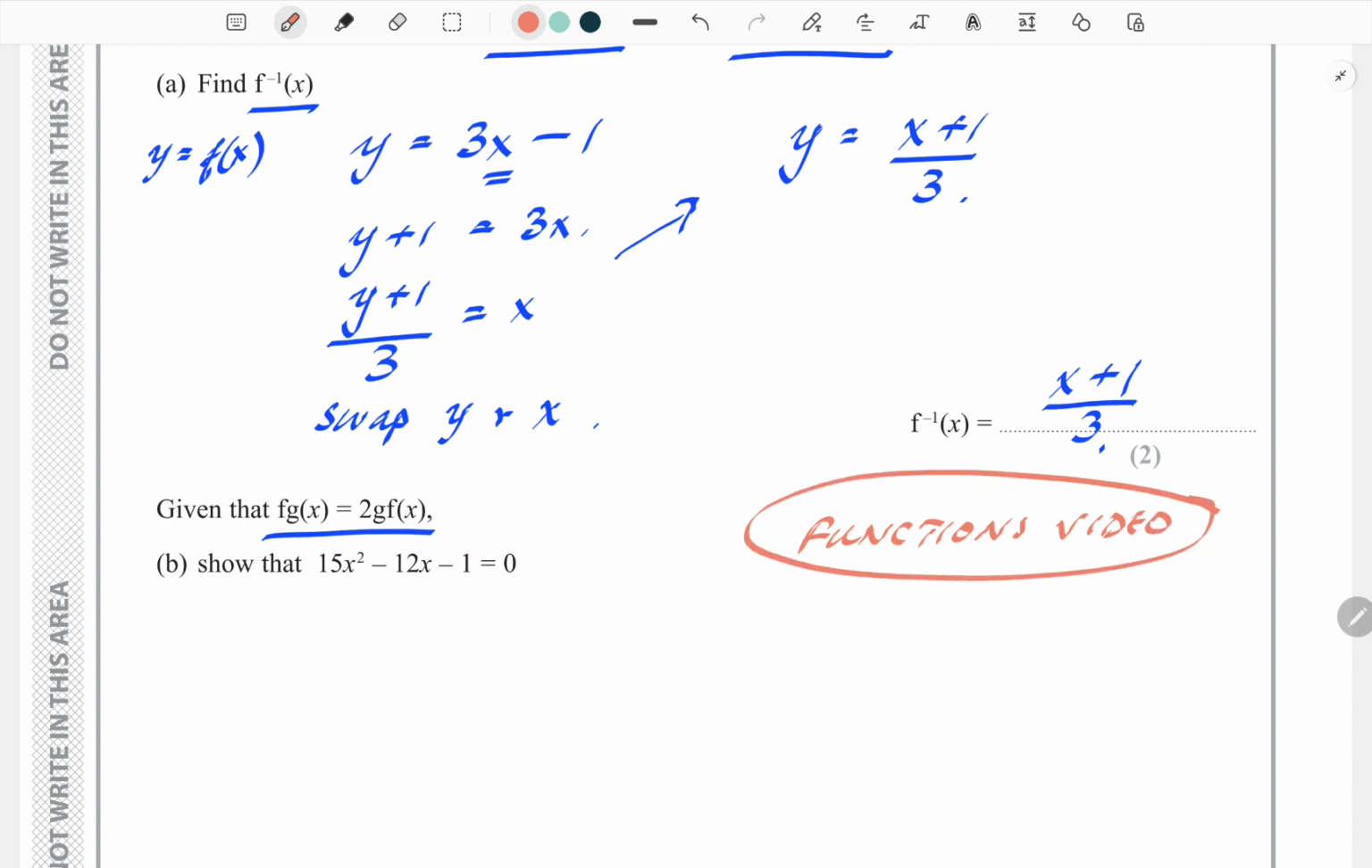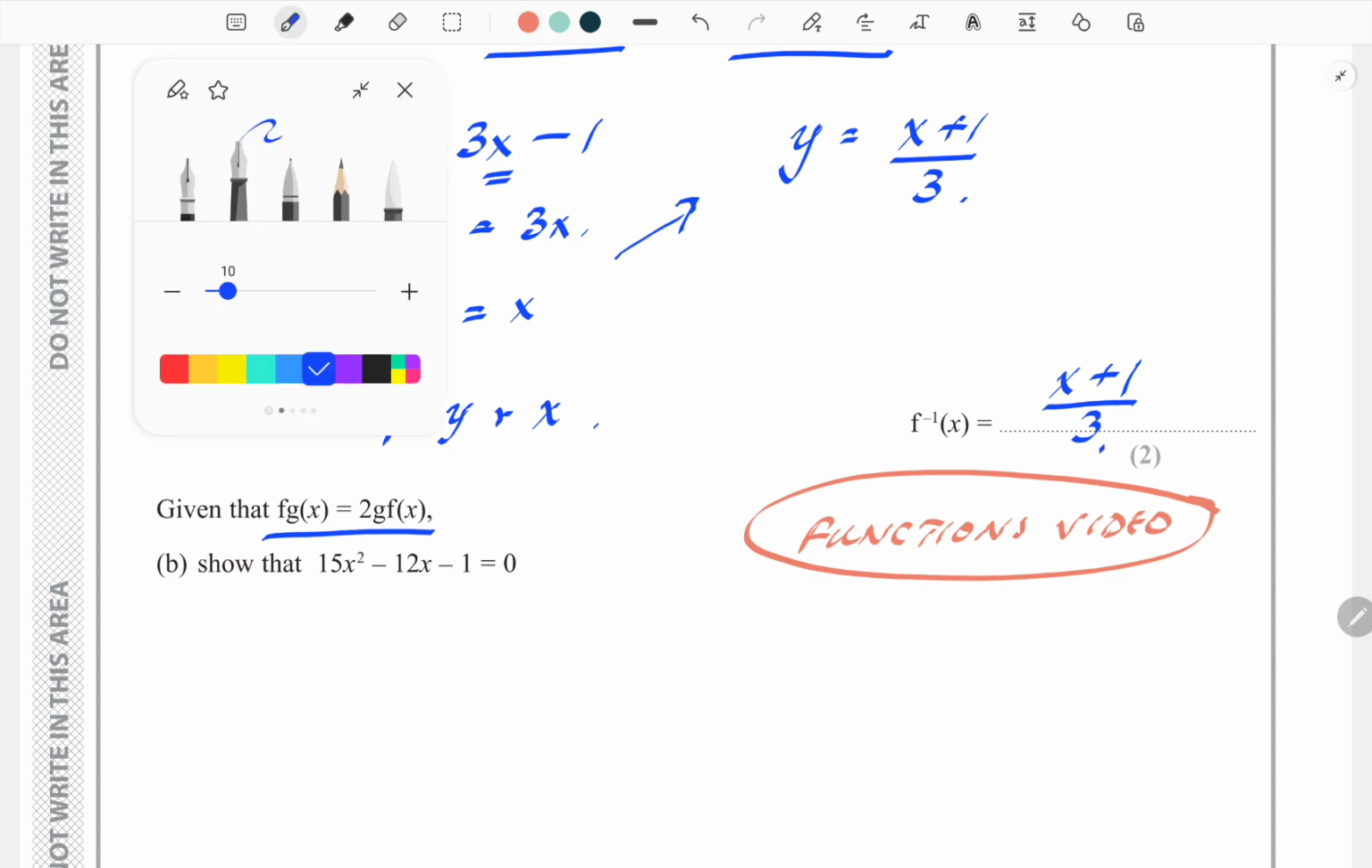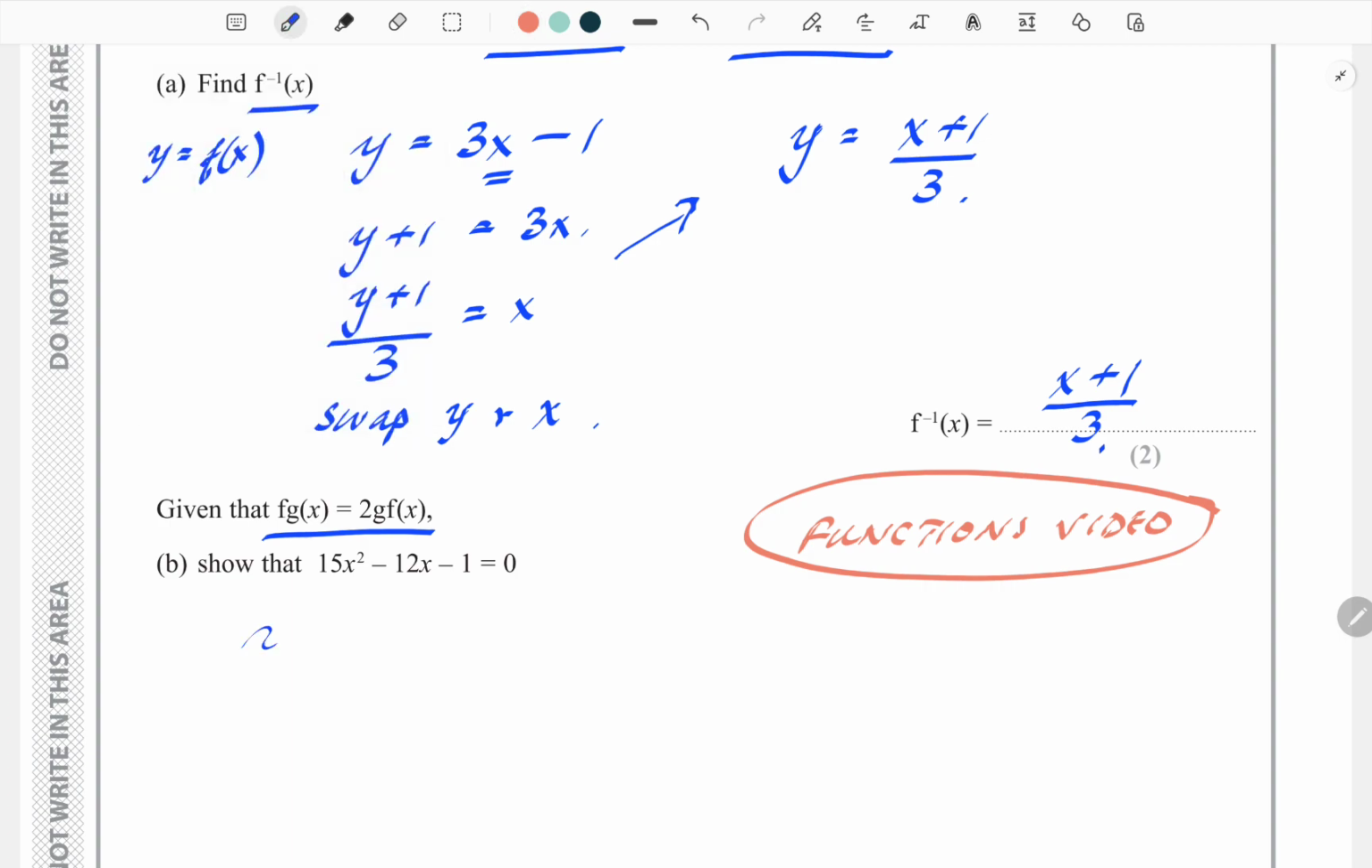Revise that if you need to. All right, sorry, get back to blue. So what do we do? All right, f g of x actually means this. You put x into g first, and then whatever the result is, you put that into the function f, all right?